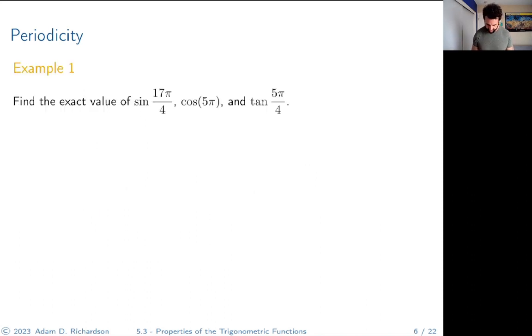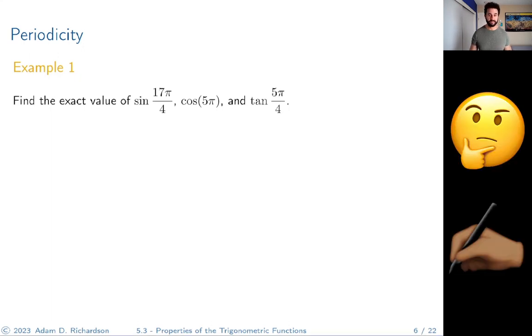There you go. All right, so this one, we actually had practice with this in the last section. So let's try to find the exact value of sine 17 pi over 4, cosine 5 pi, and tangent 5 pi over 4. For this one, now that we've done it a couple times in the last section, I want you to try to do it on your own first, and then we'll do it together a little more quickly than last time. All right? So think about it and try it on your own right now.